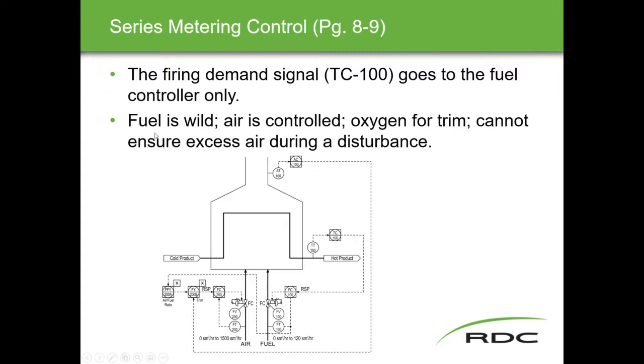So in this case, the fuel flow is the wild, the airflow is controlled, and we have oxygen being measured for trim. The downside to this series metering control scheme is that we cannot ensure excess air during disturbance. So when we look at the next application, which should be parallel, more than likely you're going to find that we have found a solution to how do we get verification that we have the correct amount of excess oxygen. And that's measured by AT100, and we'll talk about that. Go ahead, Ray.